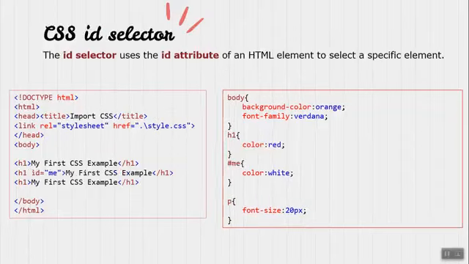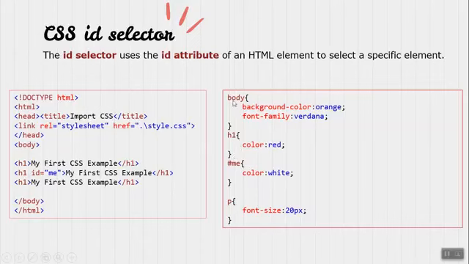We have the CSS ID selector. The ID selector uses the ID attribute of an HTML element to select a specific element. In HTML, we have the ID attribute, and you can name it anything you want. For example, the ID of this h1 is me. In order for you to select this distinct element, we have to use the ID selector.